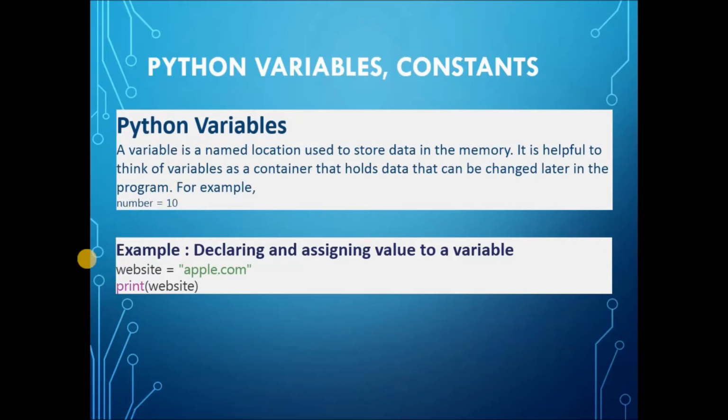Another example is given here, declaring and assigning a value to a variable. So here see, website equal to apple.com. So apple.com is a value. This is a string value because it is written here inside double quotes. If in Python anything is written inside double quotes or single quotes, then it is known as a string. Just remember. So this apple.com is the string value. This value we are assigning to website. This website is the variable where we are storing this value. Now if you print website, then it will display apple.com. So this is about the variable.